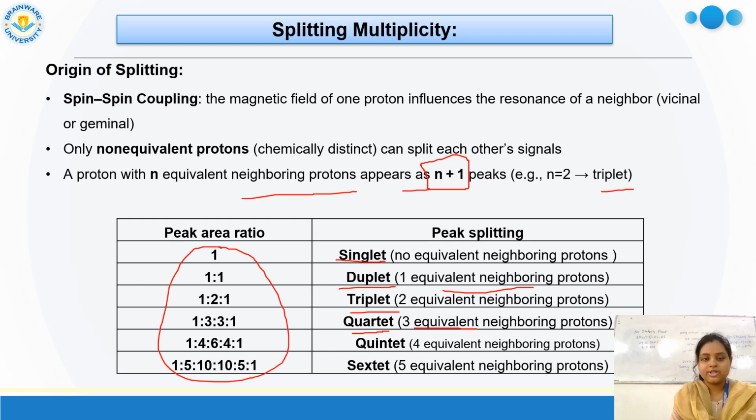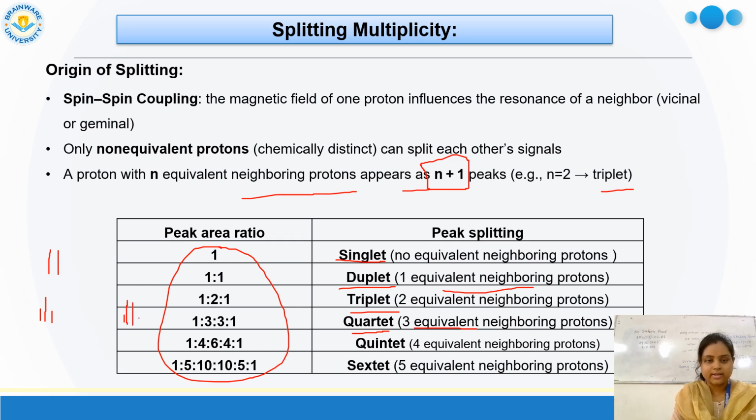And these are the intensities. 1 to 1 means two lines with the same intensity; the two lines' heights will be the same. 1 to 2 to 1 means one line, the next line has double the intensity, and then again 1, that means half again. 1 to 2 to 1. 1 to 3 to 3 to 1 means the middle lines are three times more intense.